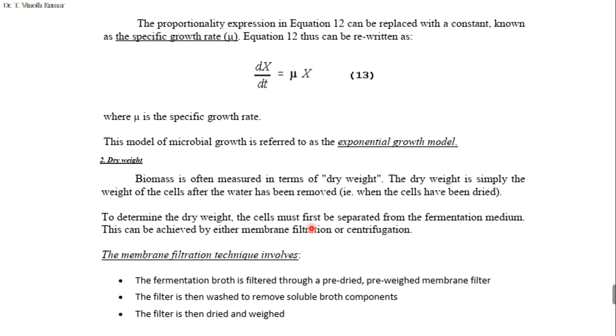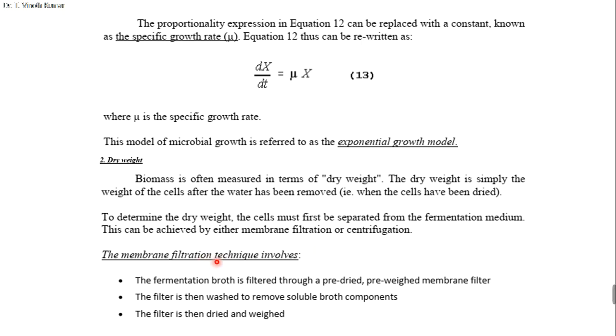And after the growth, the total amount of biomass formation has to be calculated by removing all the cells from the media. This removal of the cells from the culture broth or culture filtrate can be done either by centrifugation or otherwise by a filtration process.